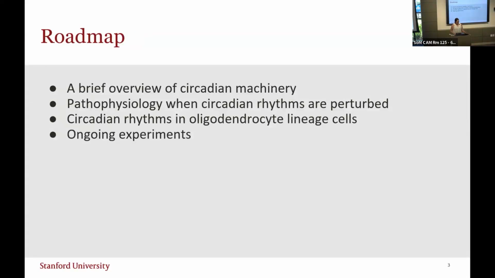I wanted to start with a brief overview of what we're going to be talking about today. So we're going to go through a very rapid overview of the circadian machinery, as well as what happens when these rhythms are perturbed. We'll talk specifically about circadian rhythms in the oligodendrocyte lineage, and then my ongoing experiments in the lab.